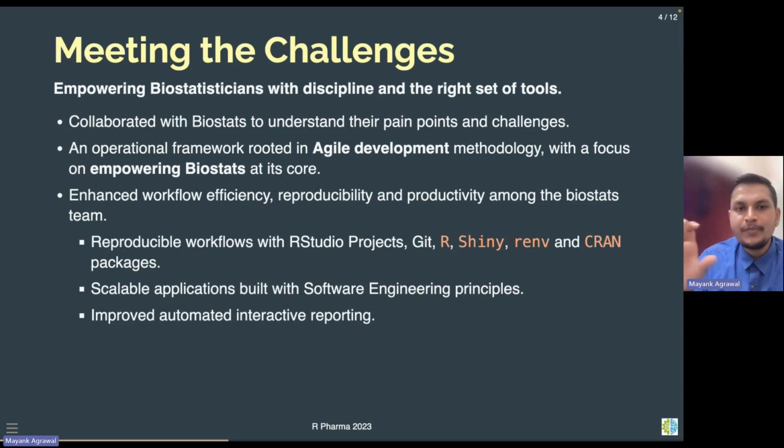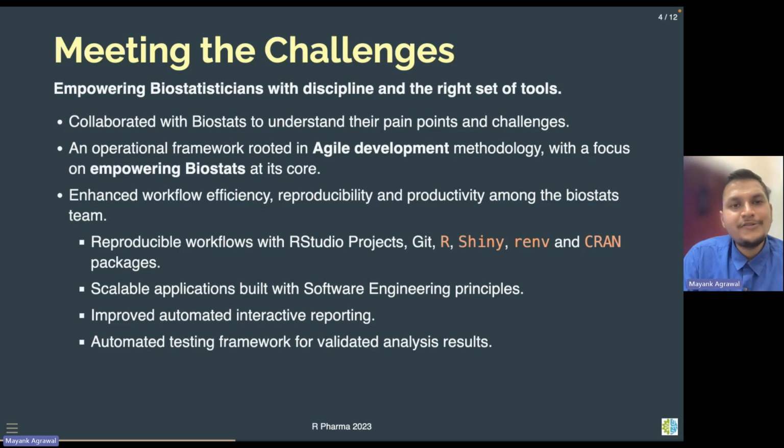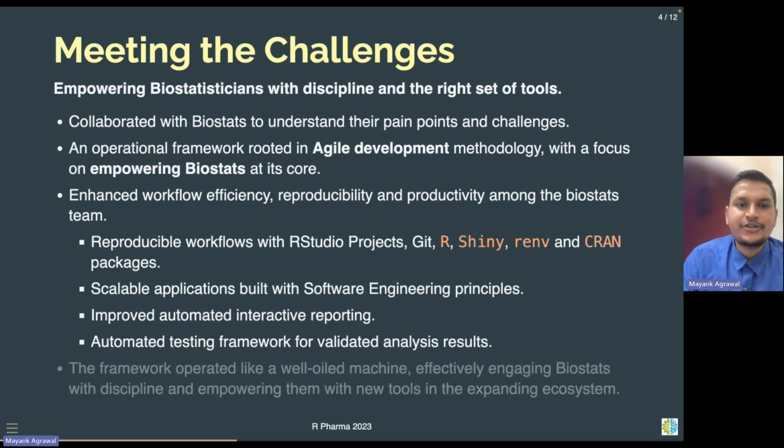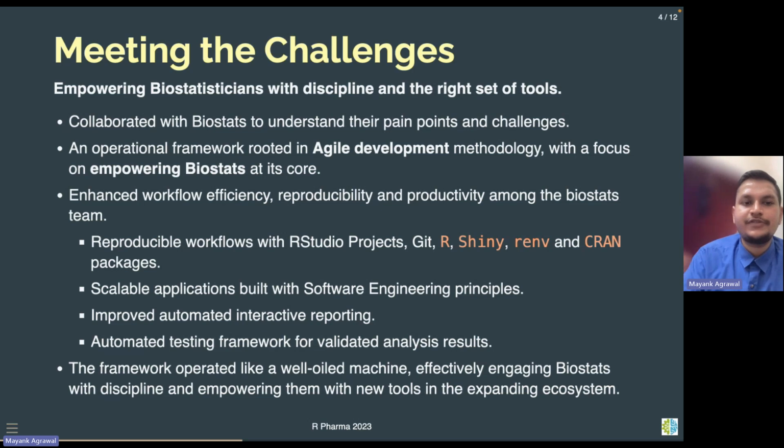The report would have dynamic bits and it would have static bits, which were in line with the organizational color scheme and the FDA submission template that they would use. We also implemented an automated testing framework for getting validated analysis results every time and to have very stress-free deployments and stress-free production releases.